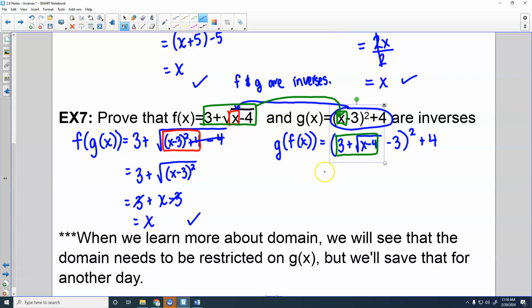Okay, what cancels first this time? The 3's are going to cancel. So I got square root of x minus 4 squared plus 4. Next, the root and the square. So now I've got x minus 4 plus 4. And last, the 4's cancel, and I'm just left with x. So those would be inverses. There is a technicality where the domain would need to be restricted on this that we will talk about later, but we're going to add that in right now. Okay, questions? All right.